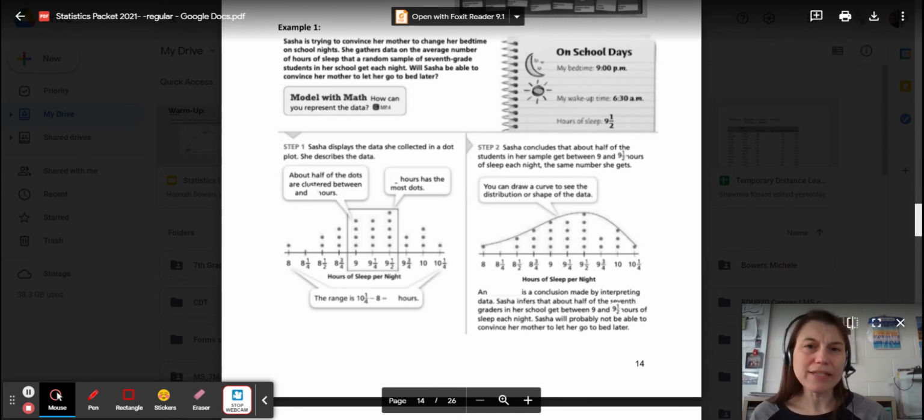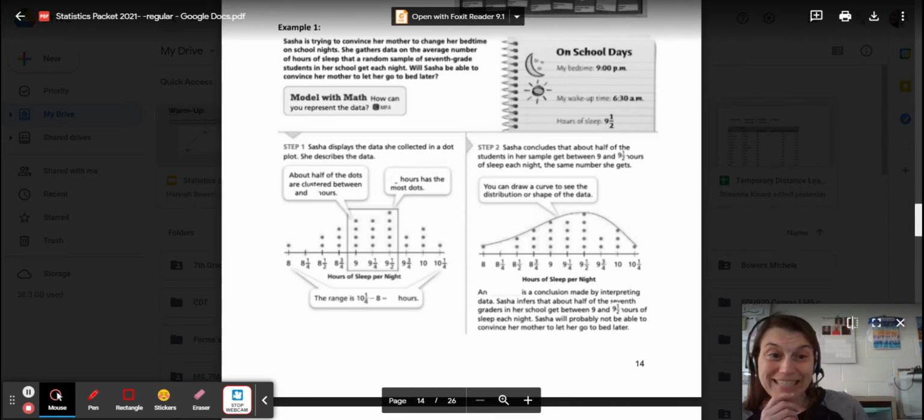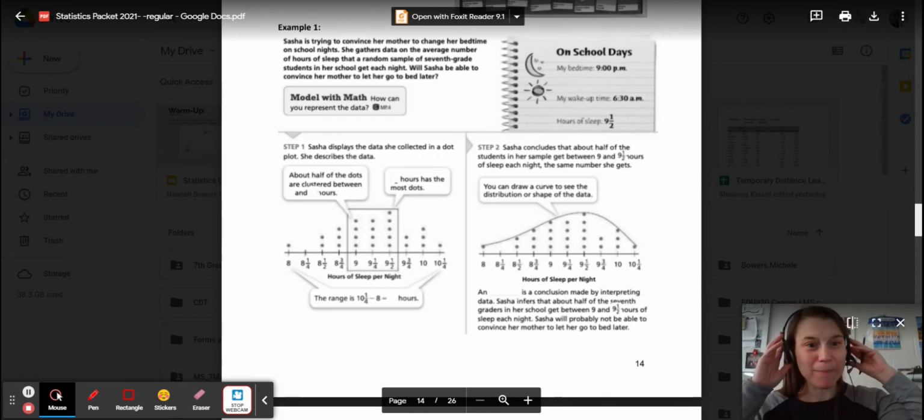And her point is she wants to be able to go to bed later. She feels like her mom's got this bedtime and she's done with it. So she goes to bed at 9. She has to get up at 6:30. That gives her 9.5 hours of sleep. That is 4 hours more than me on a daily basis. Good for you, Sasha, and your mom.